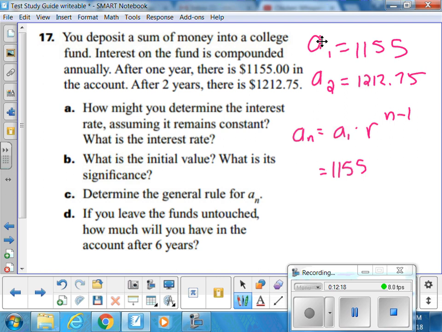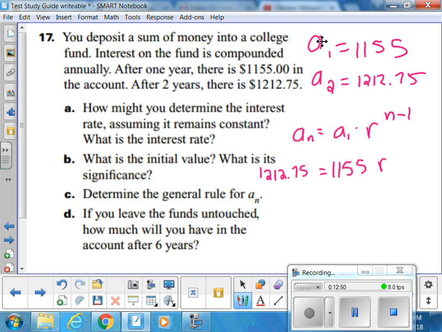The 1275 can be our AN. And then the 2 can be our N. Does that make sense? And then that can help us solve for R. Okay. So I use this as my A1, I use this as my AN, and I use this as my N. All right, what is 2 minus 1? Can't see it? Well, it might be standing in the way. 2 minus 1 equals 1, so it's just going to be R to the first, or just R.